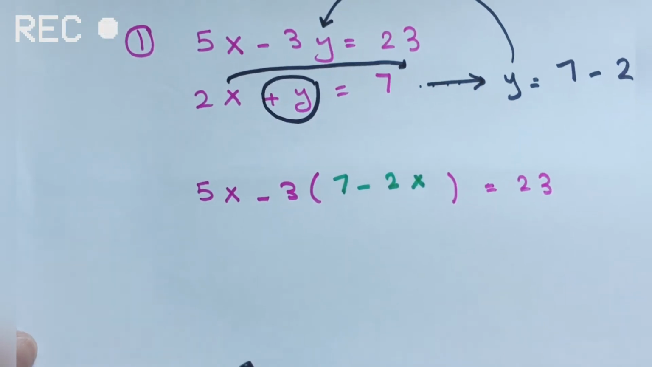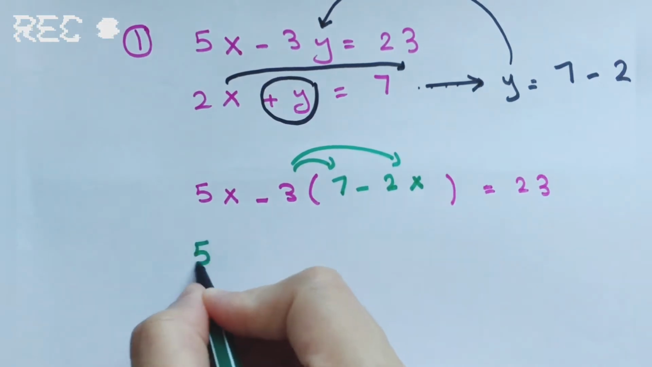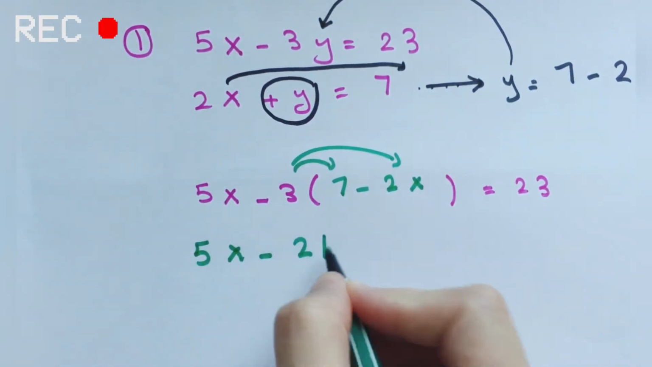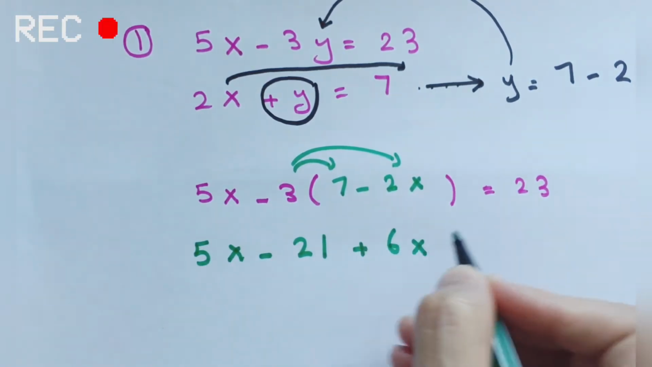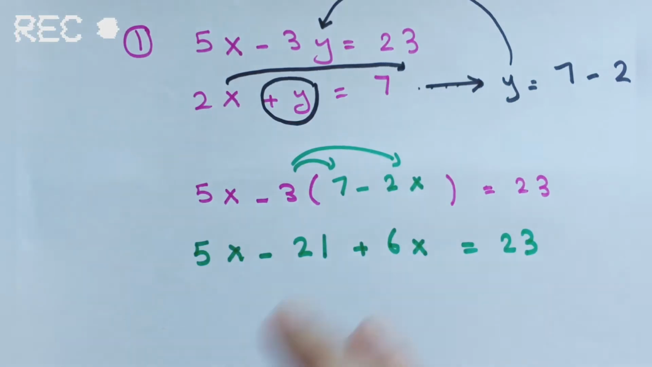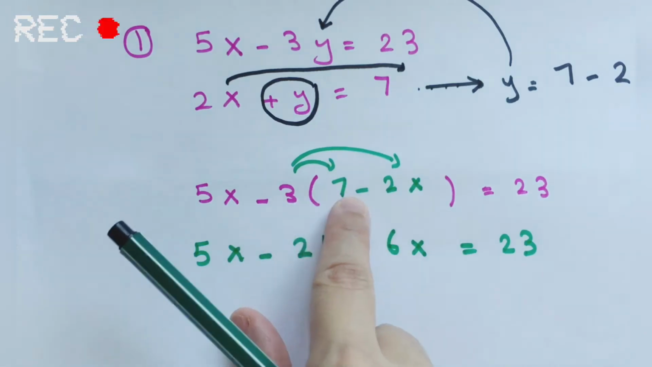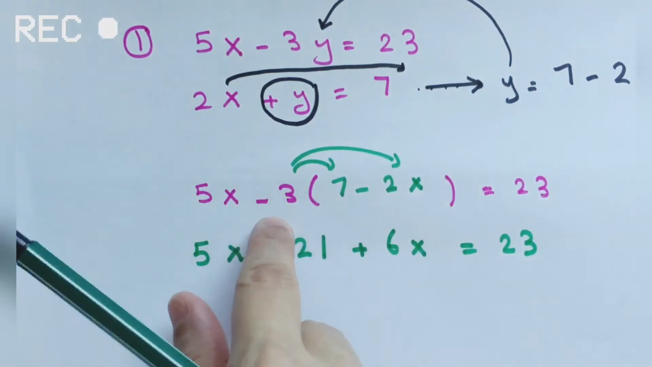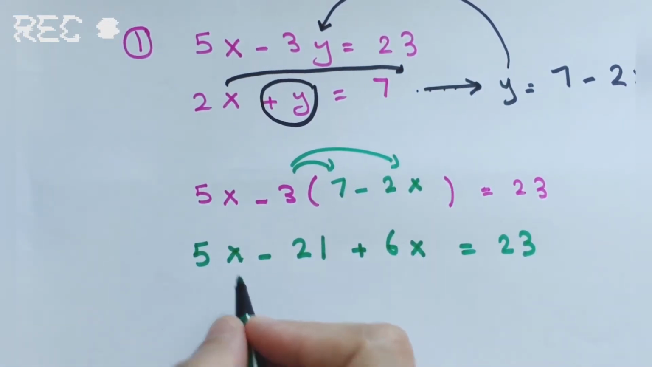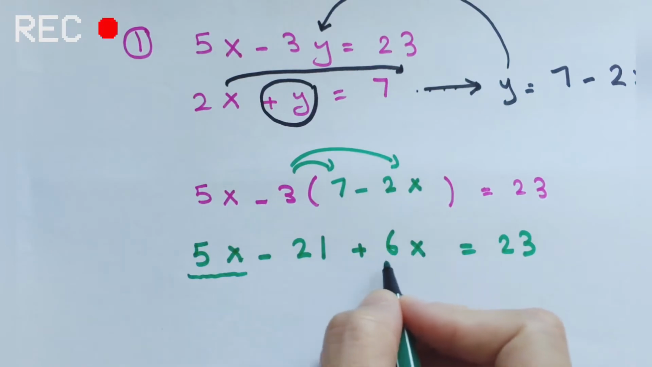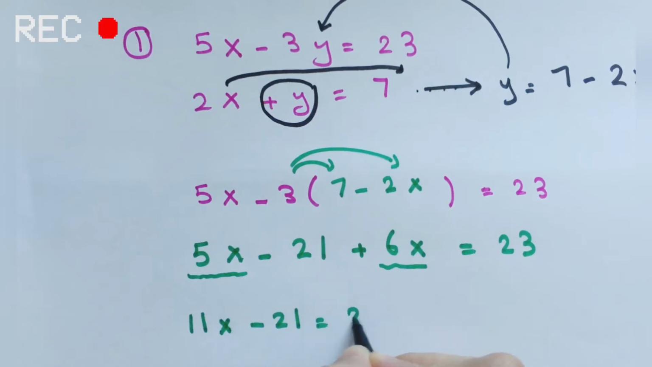How do we solve this equation? Now 5x minus 3 times 7 is 21, and negative 3 times negative 2x will be positive 6x, equals 23. This is the bracket. We call this the distributive property, which means I'm going to multiply the negative 3 by 7 and the negative 3 by negative 2x. Now I can add the like terms, the 5x and the 6x. It will be 11x minus 21 equals 23.